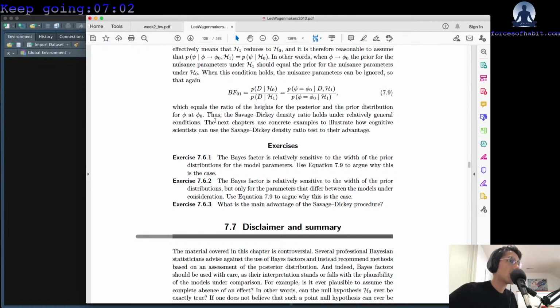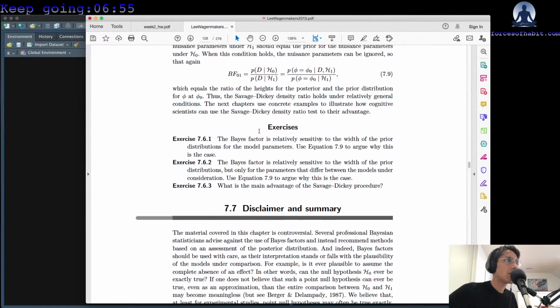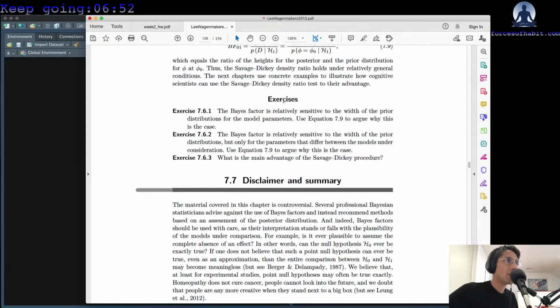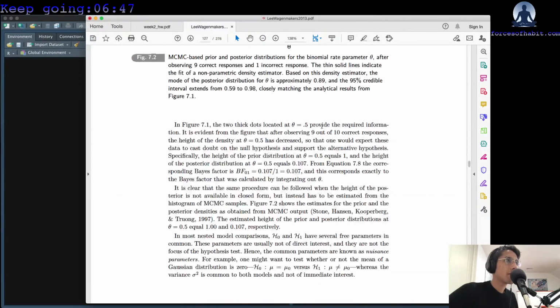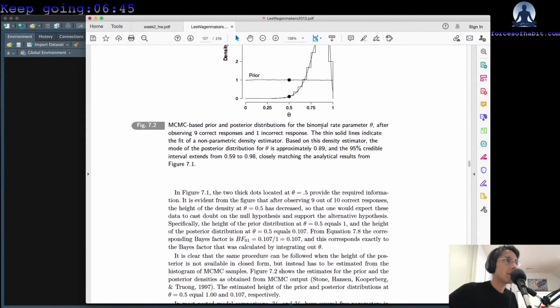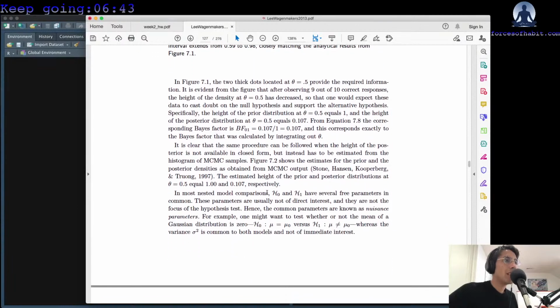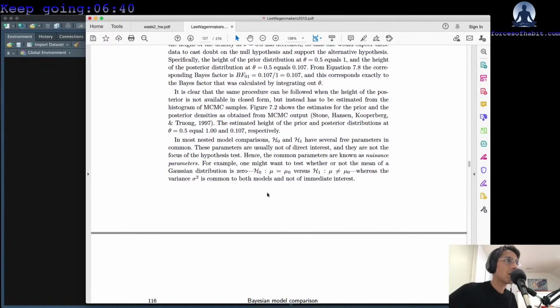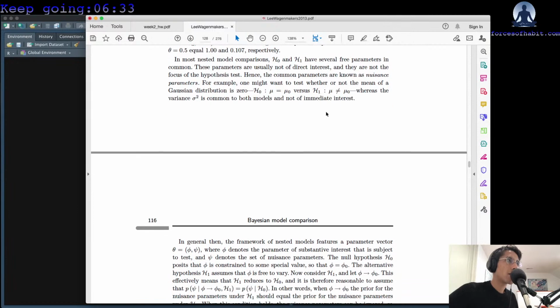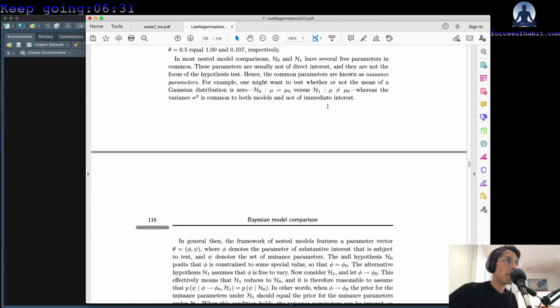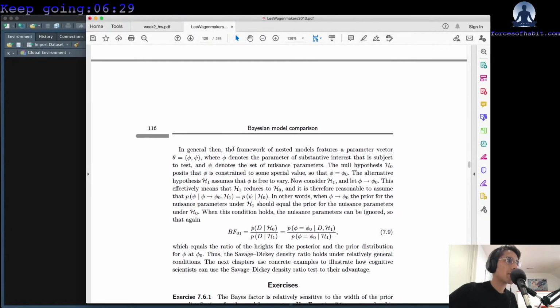So this ratio, the Savage-Dickey density ratio, holds under a variety of conditions. And people use it to their advantage. And we're going to talk about this ratio more. So this is just saying, look, so long as the models are nested, I can consider all the parameters I'm not interested in as nuisance and distinctly compare the parameters of interest to one another.